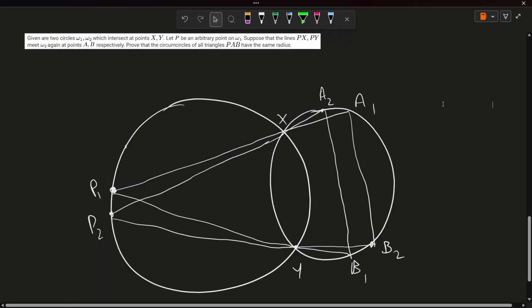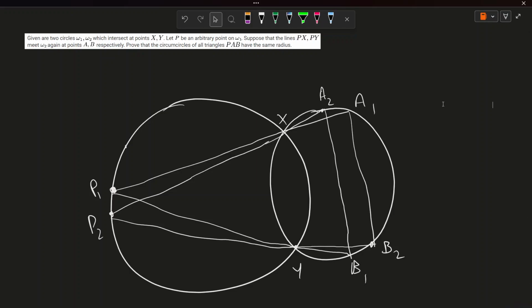Hello everyone. This is another problem from RMO 2016. This is a very beautiful problem from geometry. So it states that we are given two circles omega 1 and omega 2 which intersect at X and Y. Let P be an arbitrary point on omega 1. Suppose that PX, PY meet omega 2 again at points A and B. Prove that the circumcircles of all triangles PAB have the same radius.